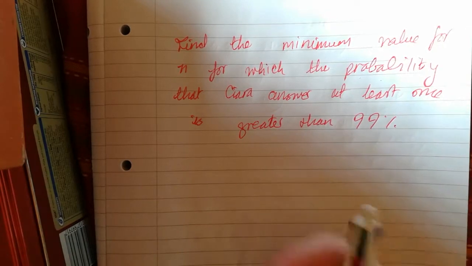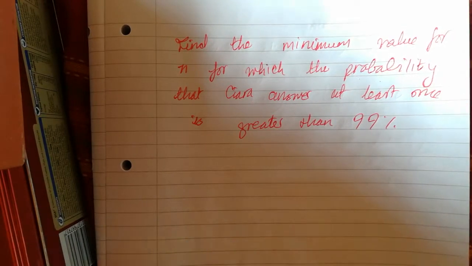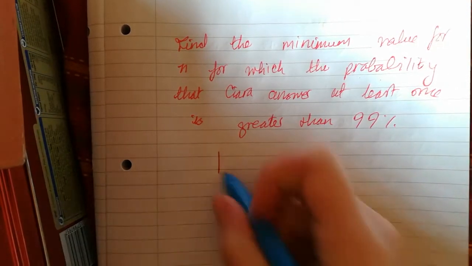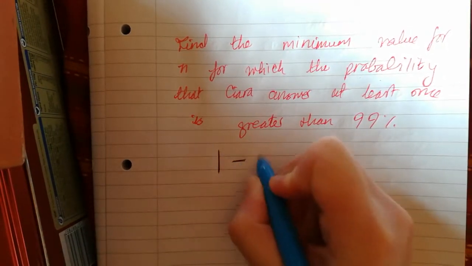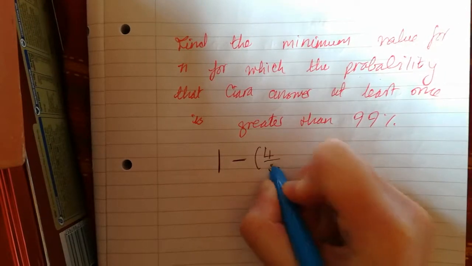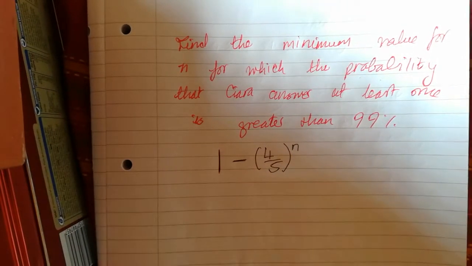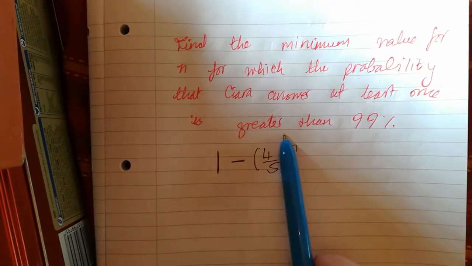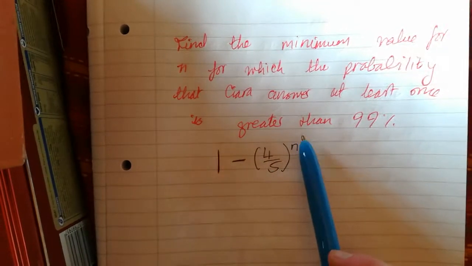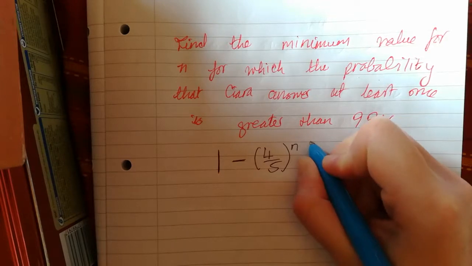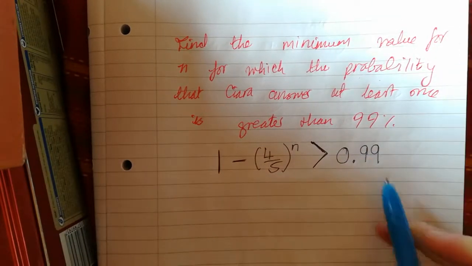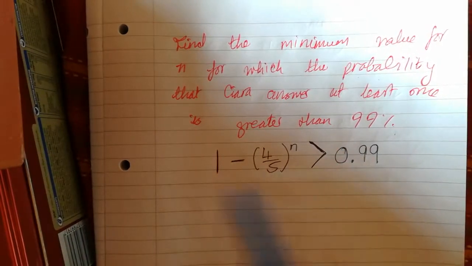So the probability that Kira answers the phone at least once in n days, which we've just worked out, is 1 minus 4 over 5 to the power of n. So this is the probability that she answers at least once. We want to figure out a value for n for which this will be greater than 0.99. I've just converted 99% to a decimal.